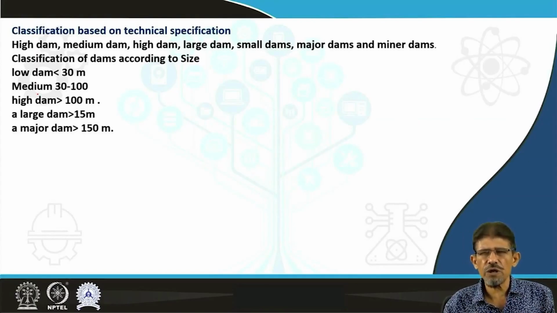In addition to this, we have other terminology based on height only. The dam can be divided as major dam or minor dam. If major dam, then the dam should have a height of more than 150 meters. If minor dam, then it is less than 150 meters. Similarly, large dam and small dam. Large dam: all kinds of dam having more than 50 meters height are recognized as large dam. Less than 50 meters height is recognized as a small dam.